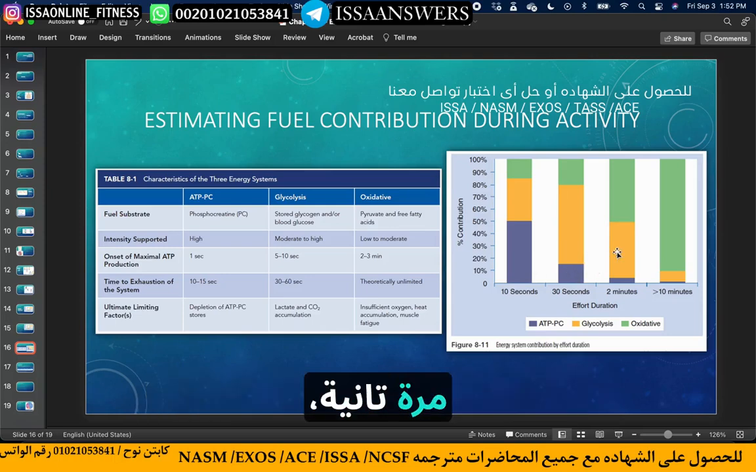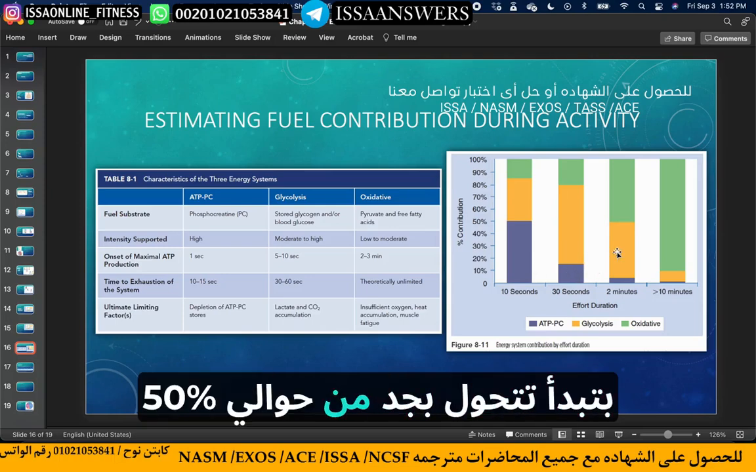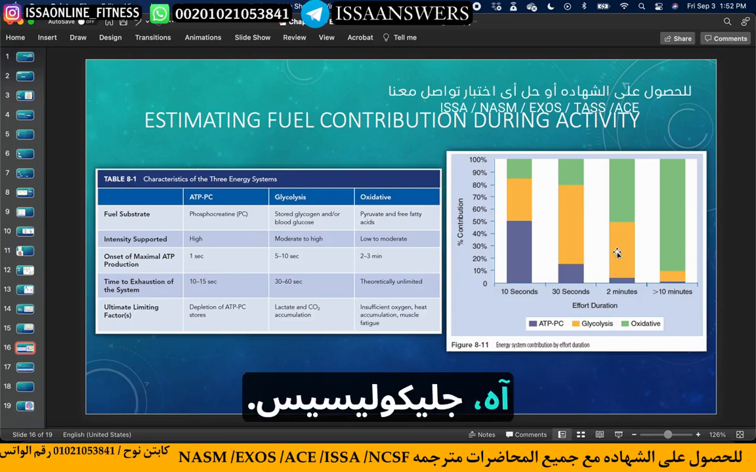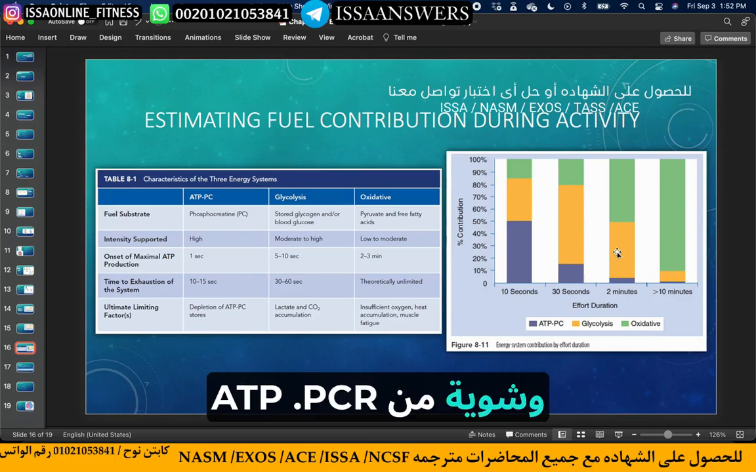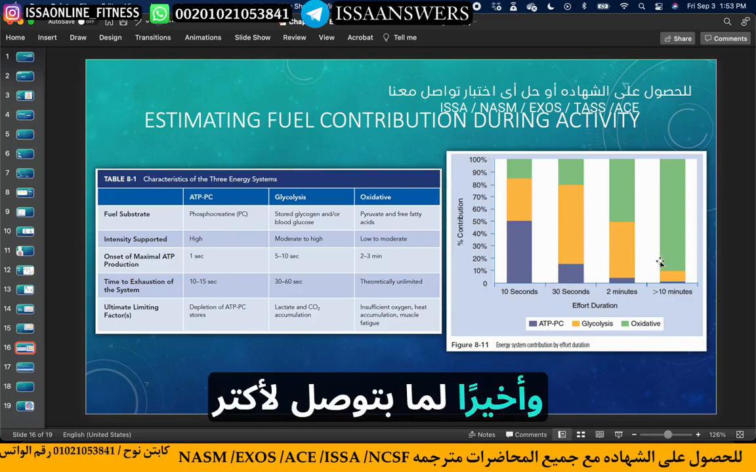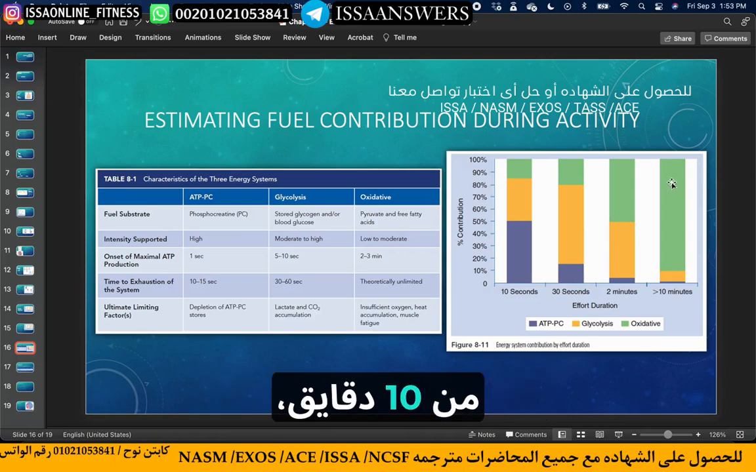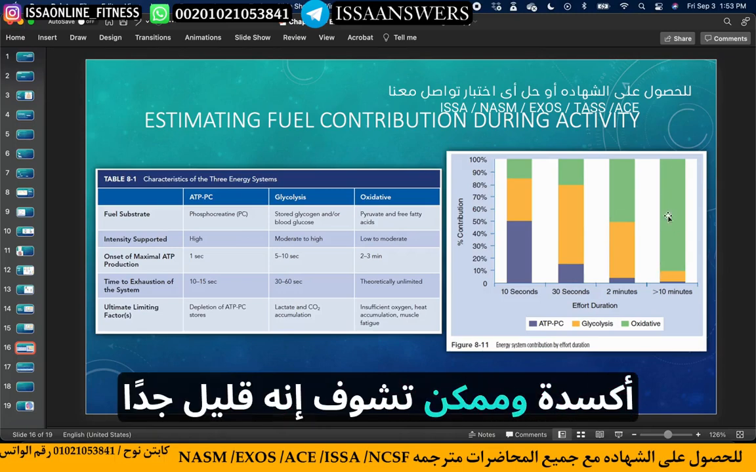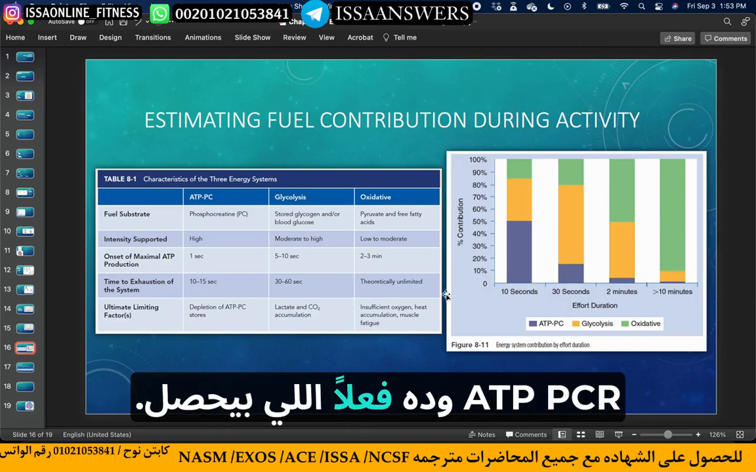At 2 minutes, you're starting to really transition, being about 50% oxidative, 40-45% glycolysis, and a little bit from the ATP PCR. And then lastly, when you're getting above 10 minutes, it's majority aerobic or oxidative system, and you can see it's very minimal ATP PCR. And that's really what it comes down to.